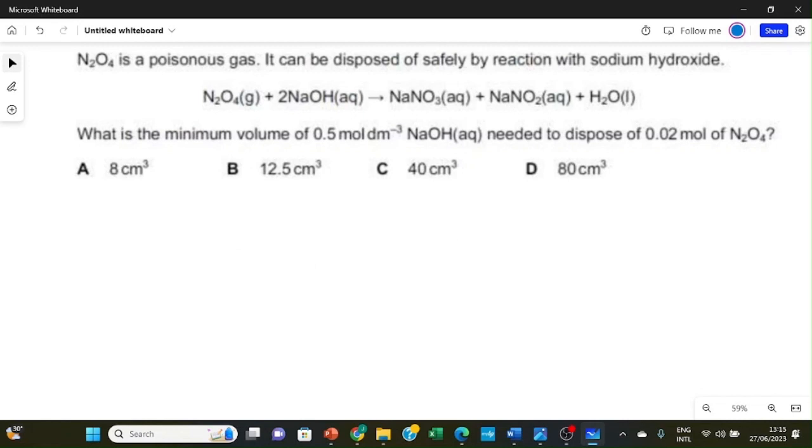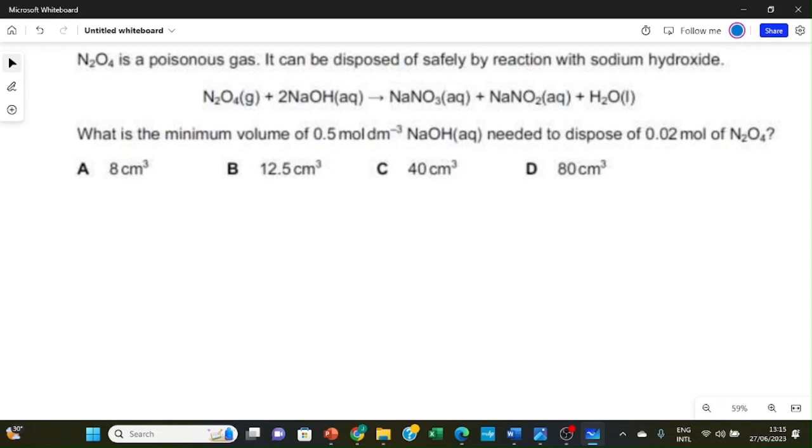Now looking at the question before us, N2O4 is a poisonous gas. It can be disposed of safely by reaction with sodium hydroxide. Sodium hydroxide is a base, so it will neutralize the poisonous gas. They are now asked, what is the minimum volume of 0.5 mole per dm³ sodium hydroxide needed to dispose of 0.02 mole of N2O4?